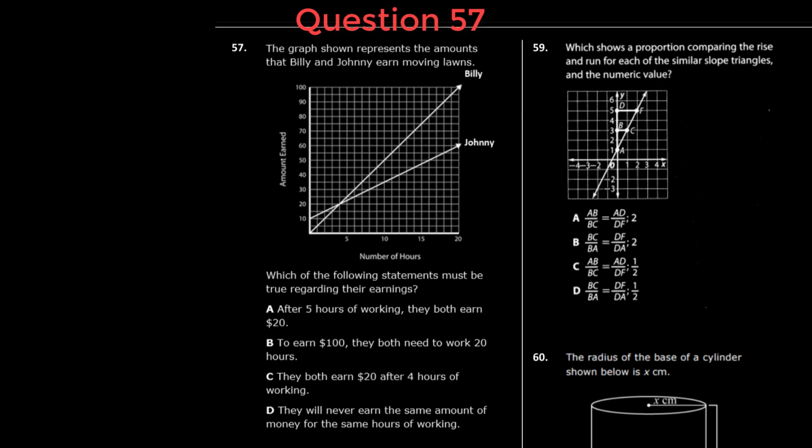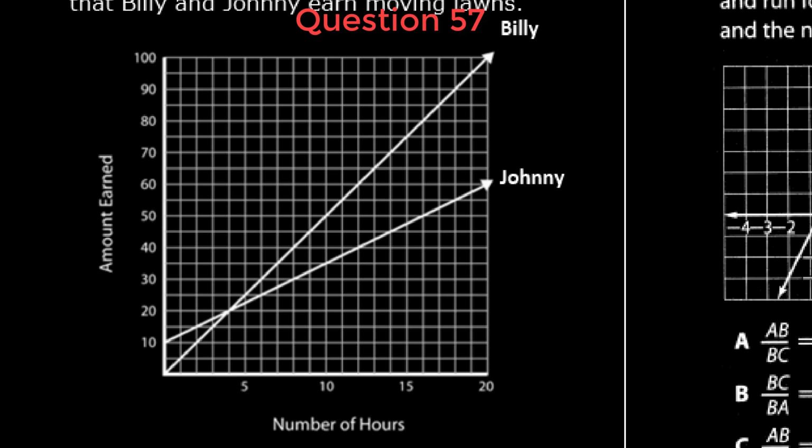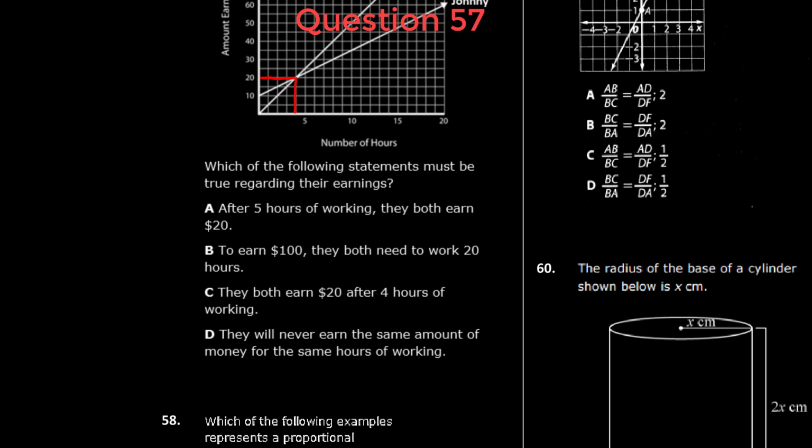Question number 57. If you look at the graph, the amount of money that Billy and Johnny will earn mowing lawns is given to us. And we have a point of intersection. This point of intersection means for 4 hours of working, Billy and Johnny will get the same amount of $20. This is given in the answer choice C.